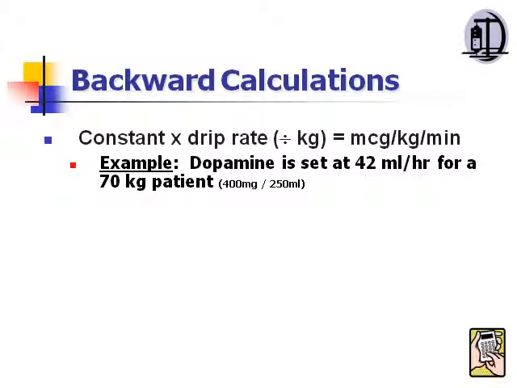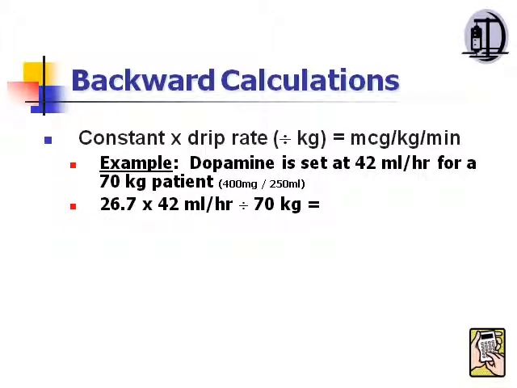So here's an example. We have dopamine. The dopamine is infusing. It's at 42 mLs per hour on the pump, and the patient weighs 70 kilos. We know that the concentration of dopamine is 400 milligrams in 250 mLs. So what was our constant for dopamine? I'll let you figure it out for a second. Remember, it was 400 divided by 250 times 1,000 divided by 60, and you get 26.7.